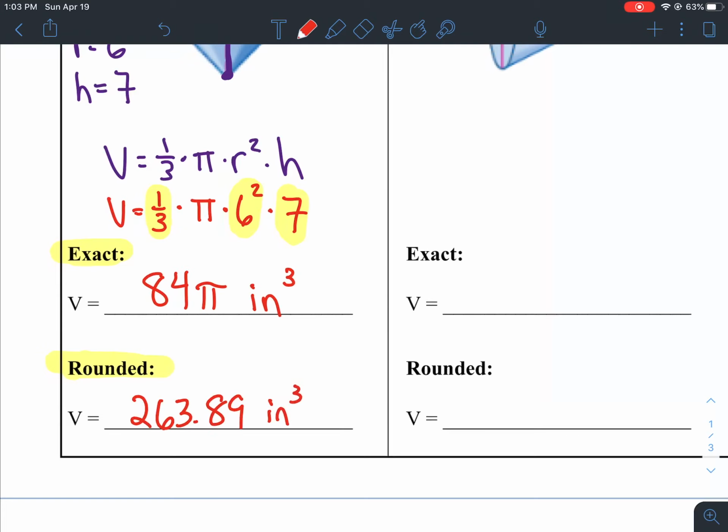263.89 inches cubed. Okay. Remember, if at any point this is going a little too fast or you just need a re-explanation, you can always pause the video, rewind a little bit, and watch again.